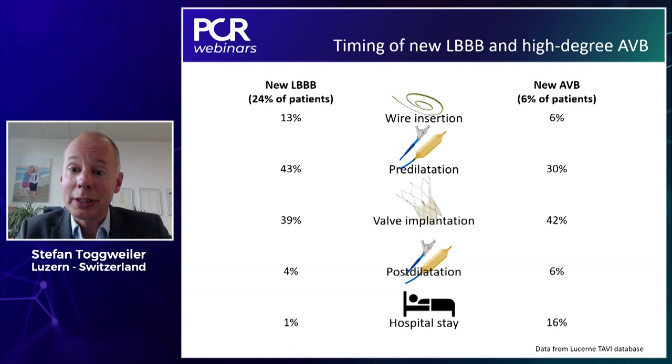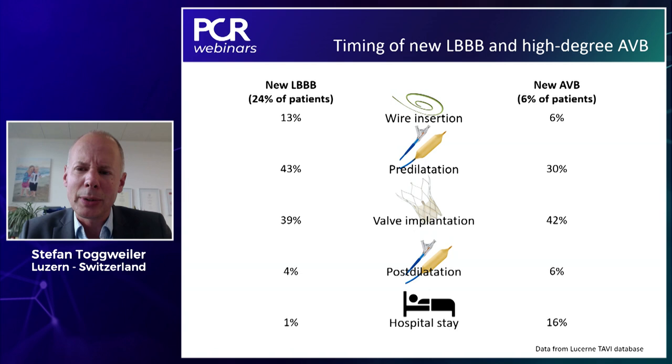This is our data, it's not published yet, but we can see that in Luzern, about 24% of patients have a transient or persistent new left bundle branch block. If we look at the timing, we can see that the vast majority occurs during predilatation and valve implantation, but also some during post-dilatation, and some delayed during the hospital stay.